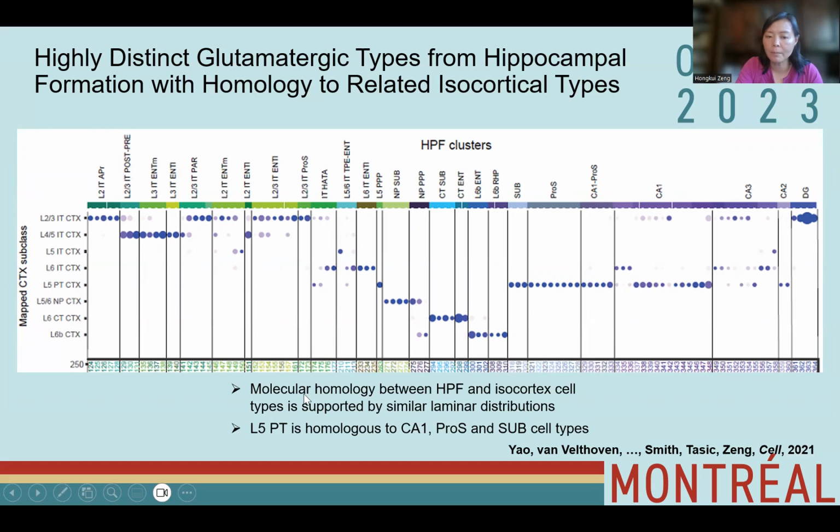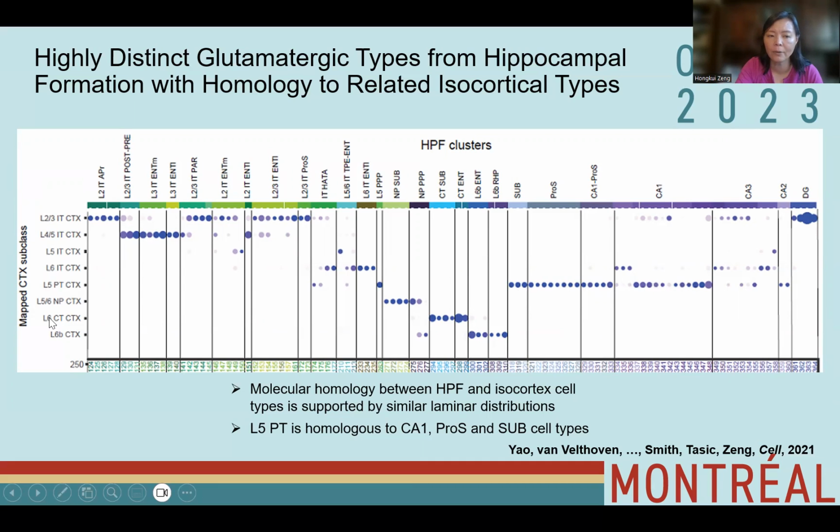And furthermore, this molecular homology is supported by similar laminar distributions of the corresponding pairs of types. And this is supported by the identification of specific marker genes for each of the HPF clusters and their laminar specificity, which indicate where the cell types are located.